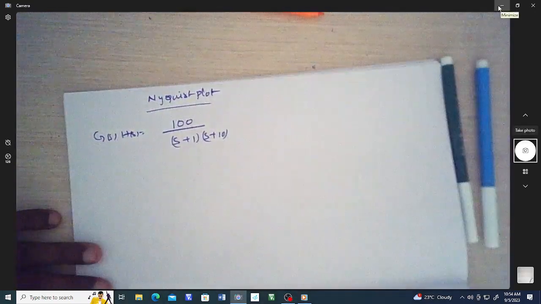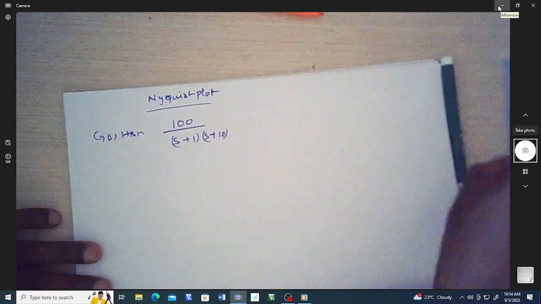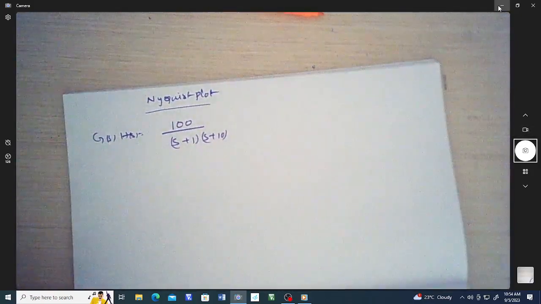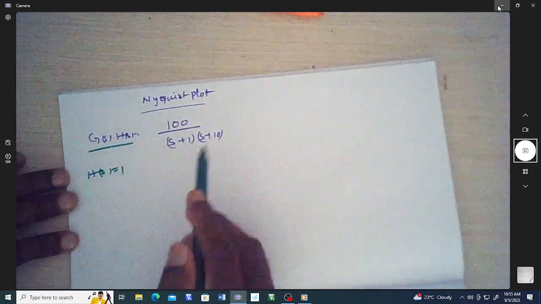Okay, in this video we will find the stability of a system using the Nyquist plot. Let us consider the open loop transfer function of a system with unity feedback, with H(s) equal to 1. So let us consider the open loop transfer function as 100 by (s plus 1) into (s plus 10).